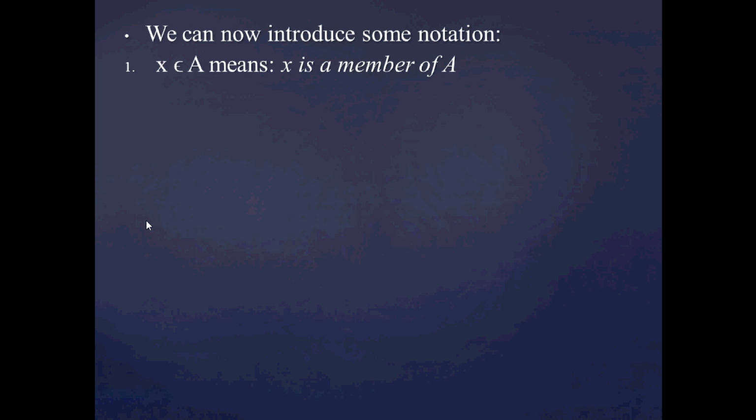At this point, we can introduce some notation. The first piece of notation I'll introduce is this epsilon-looking symbol, which is often used to show that something is a member of another set. So this statement, x ∈ A, should be read as x is a member of A. Whenever you see this proposition, this will mean x is within the set A, or x is a member of the set A.